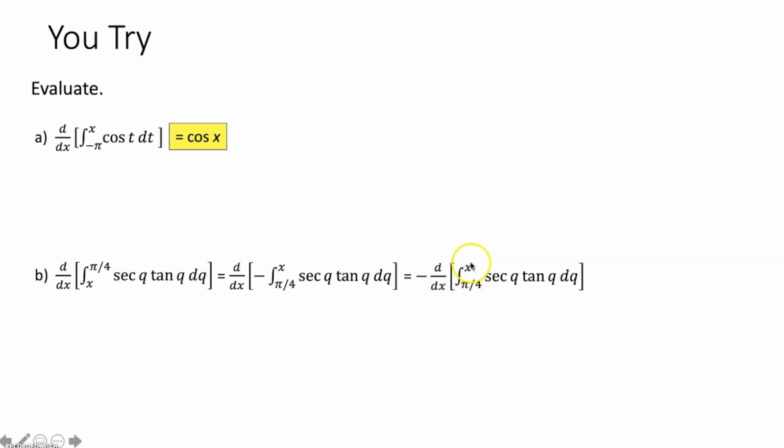Now I'm taking the derivative of a definite integral, where there's a constant in the lower limit of integration, and there's a function in terms of x in my upper limit of integration. So I can just cancel these out, drop the x in for each of the dummy variables, which is q in this case, and then I tack on that negative, and I get negative secant x tan x.